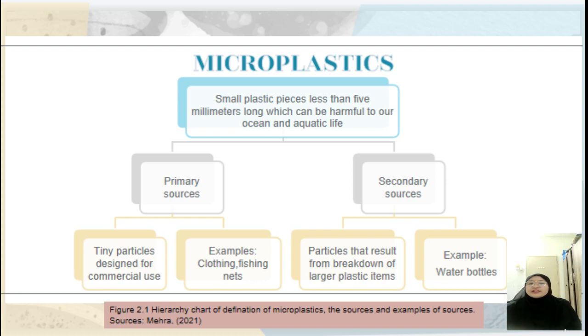According to MERA 2021, microplastics are small plastic pieces less than 5 mm long which can be harmful to our ocean and aquatic life. They can be divided into two categories: primary sources and secondary sources. Primary sources are tiny particles designed for commercial use, for example, clothing and fishing nets. Secondary sources are particles that result from the breakdown of larger plastic items, for example, water bottles.